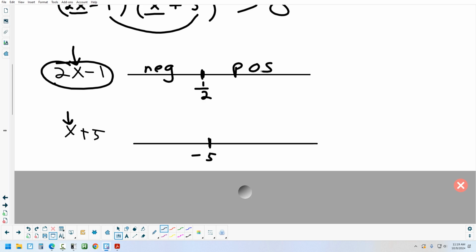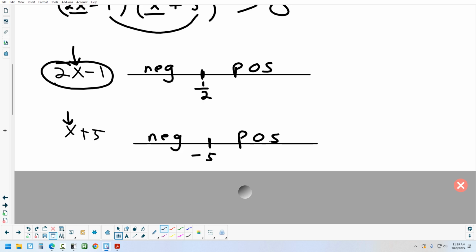Okay. Now look at the bottom one. What if you plug in a number below -5? Negative. You'll get a negative. What if you plug in a number bigger than -5? Positive. You'll get a positive. Okay, so we've broken the number line up into its negative and positive sections based on the root.